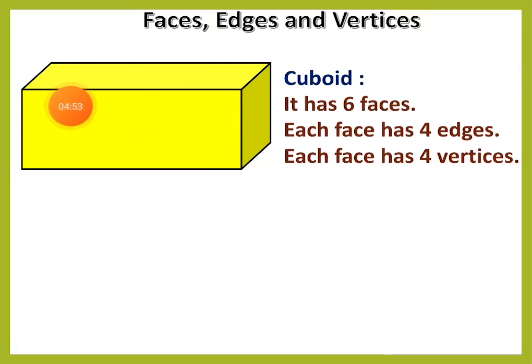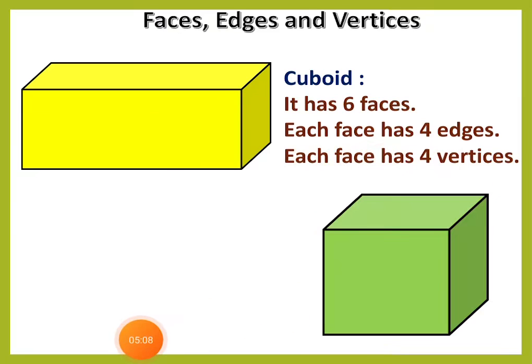In the same way, the last vertex will be obtained when you see here, this is the first edge, second edge and the third edge, so all these three edges are meeting each other, so that makes the fourth vertex for this cuboid shape. So we have a total of 6 faces, 4 edges and 4 vertices for each face. Then look at this another 3D shape. It is a cube.